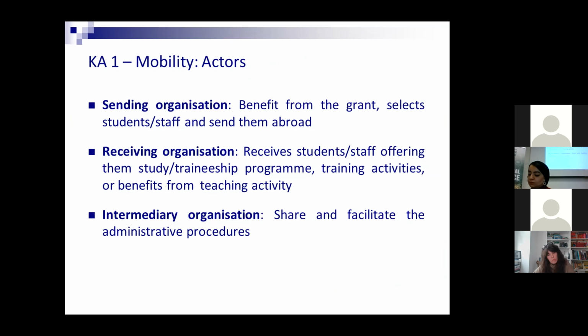For mobility, there are 3 types of actors. The first one is the sending organization who will benefit from the grant and will organize all the mobility activities. And then the receiving organization. For example, if you are a university lecturer or a researcher and you would like to go to another country and attend a training course on a specific subject that may be interesting for you, you can receive a grant and you can go to the so-called receiving organization. And then there are the intermediary organizations that are there to facilitate the administrative procedures related to mobility.